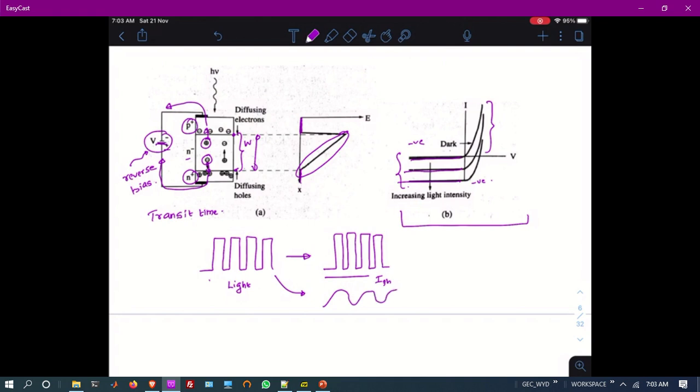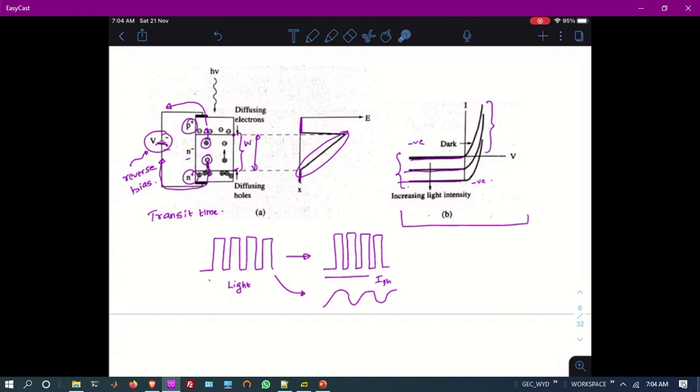Okay, so if it gets something like this, then you might not be able to detect the light as it is incident, because the electron and hole will take some finite amount of transit time to reach the external circuit to constitute the current. So before it reaches the external circuit, the next intensity of light might already come. Okay, and we cannot detect it correctly. So the bandwidth or the switching frequency of the photodiode will get impacted because of the transit time effect.